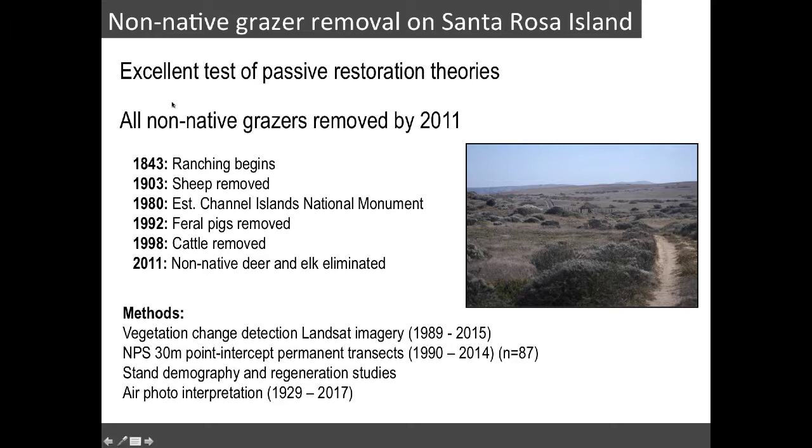So all non-native grazers were removed from Santa Rosa Island by 2001. If you look at the timeline, in 1843, ranching begins. By 1903, the sheep were removed. 1980 established the Channel Islands National Monument, and by 1986, the incorporation of Santa Rosa Island into Channel Islands National Park. In 1992, all feral pigs were removed. By 1998, the cattle were removed, and by 2011, the non-native deer and elk were also culled and removed. Those are mule deer and Roosevelt elk that were introduced as part of a large game hunting operation.